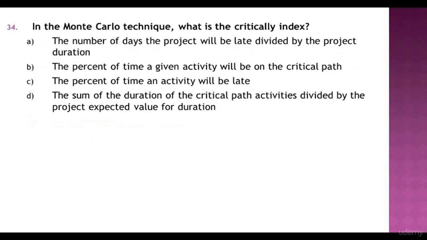Question 34. In the Monte Carlo technique, what is a critical index? The number of days the project will be late divided by the project duration, the percent of time a given activity will be on the critical path, the percent of time an activity will be late, the sum of the duration of the critical path activities divided by the project expected value for duration. Answer B is a correct choice. The percent of time a given activity will be on the critical path.